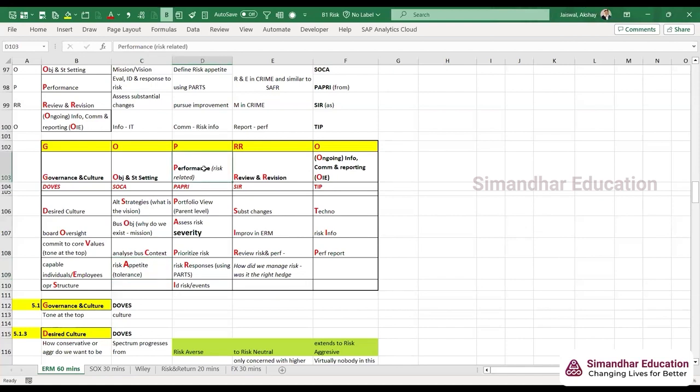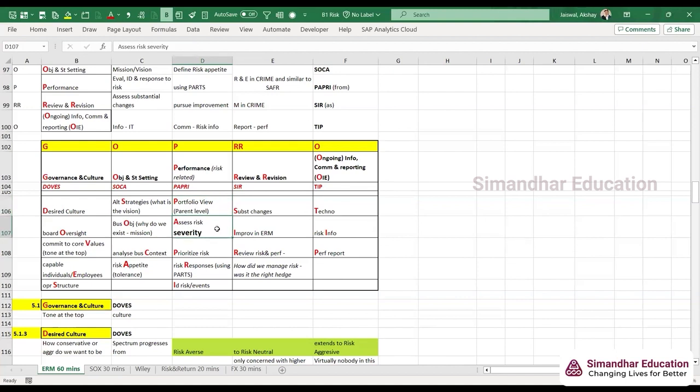Performance. So what is performance? We have several aspects in performance. Portfolio view or parent view means that at the overall level, if it is a group company, at the overall level, how the things are looking, right? How much risk we are taking. Let's say, for example, in one company we have high risk, in another company we have lower risk. They may be compensating each other at a group level. So we should be okay.